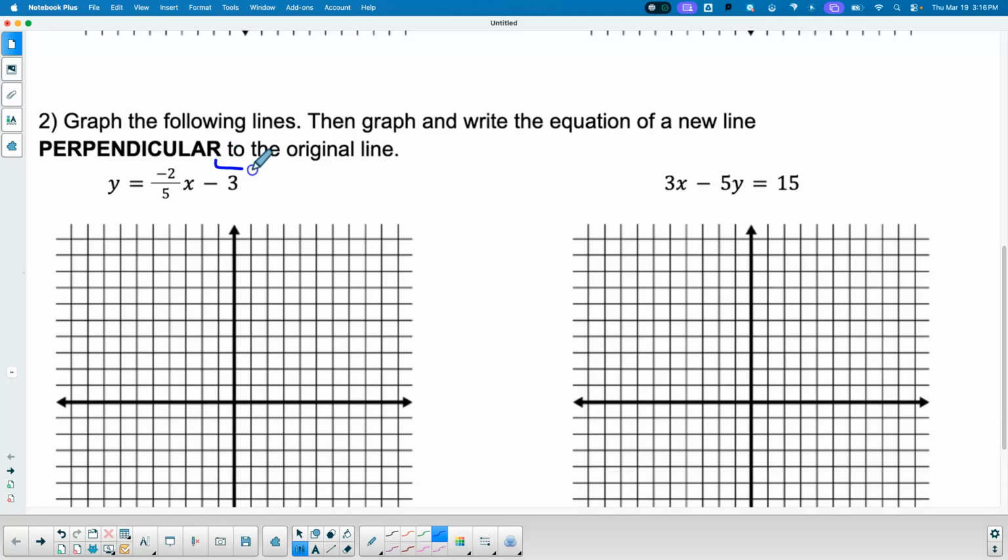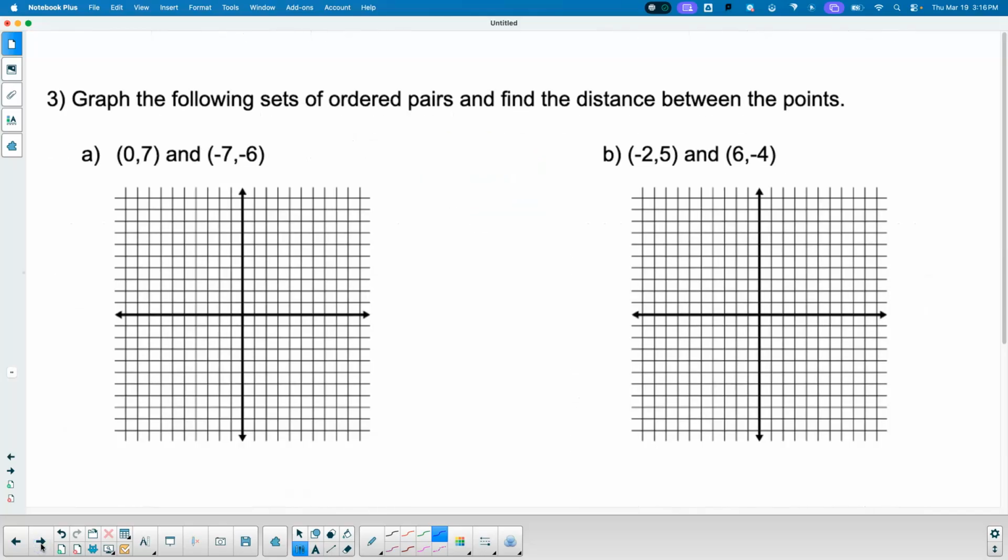Remember that perpendicular is opposite reciprocal slopes. And again, I don't care what point it goes through, just has to have opposite reciprocal slopes. Okay? Then you're going to be doing number 3.